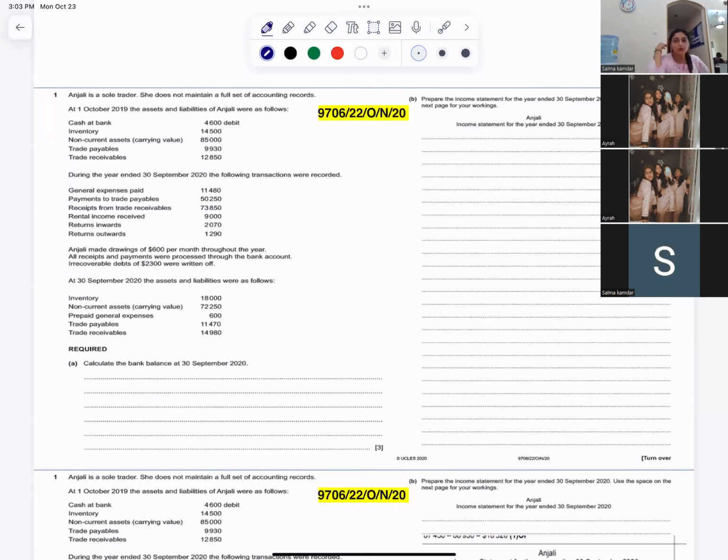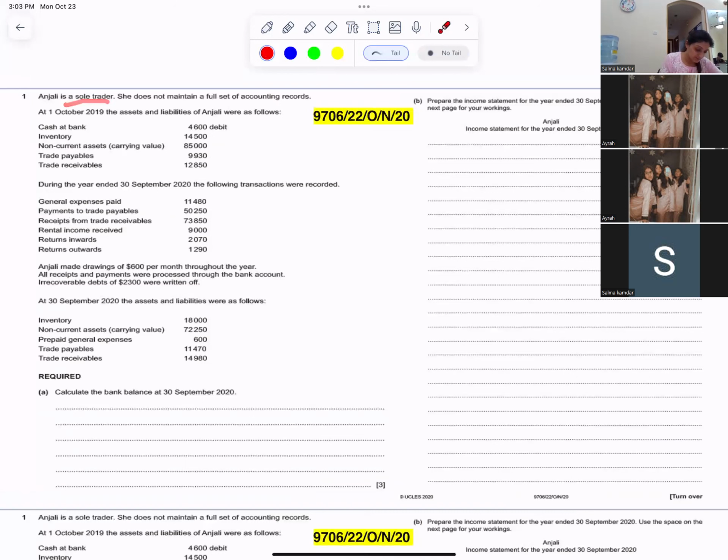So basically it's an October-November 2020 sum, variant 22. Okay. Sum for incomplete records. Can you read the sum, please? Anjali is a sole trader. She does not maintain a full set of accounting records. At 1st October 2019, the assets and liabilities of Anjali were as follows.